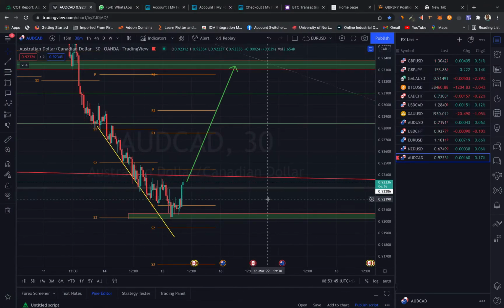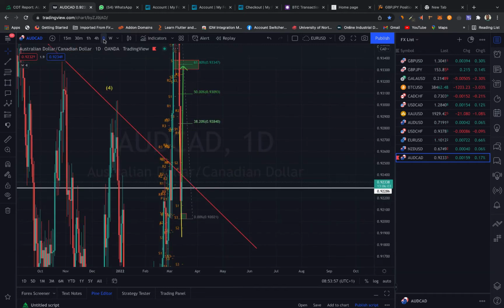Okay, the pair is AUDCAD, the Australian dollar Canadian dollar pair, and using my top-down analysis, I'm first gonna go to the daily time frame. So on the daily, what do we see? Let me just remove some of these indicators.